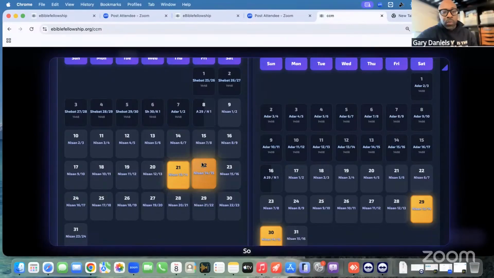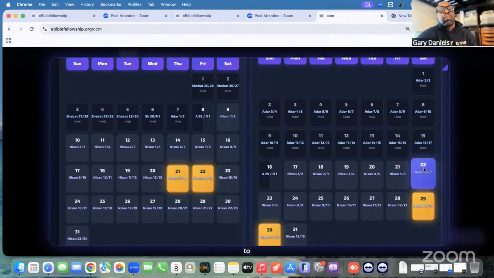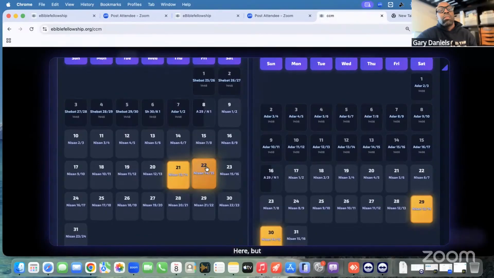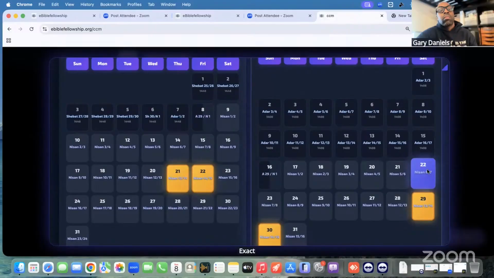So Mr. Camping's like, well, let me see why God's highlighting this date of the 22nd. And so he jumped exactly from March 22nd, exactly 40 years later, to this March 22nd, right? He's thinking maybe God is trying to highlight something with the solar calendar. We were just dealing with the lunar calendar here, but now the focus is going to be on the solar calendar. So March 22nd, exactly 40 years later, looking at the solar calendar, we're on March 22nd. And then he wanted to see, okay, let's see if this lines up. And sure enough, there's 8 days difference.